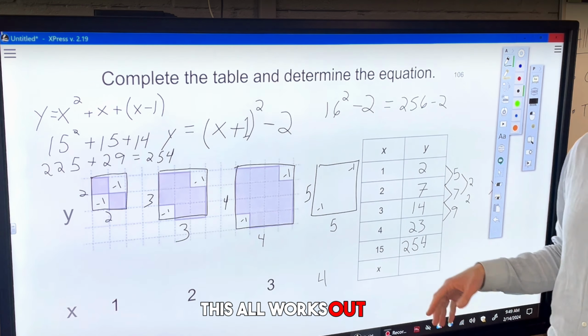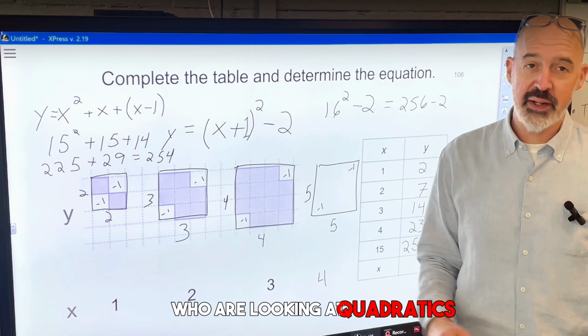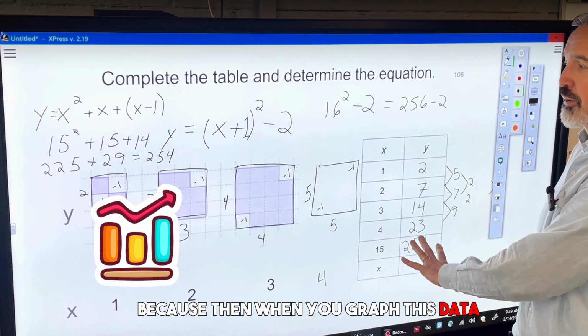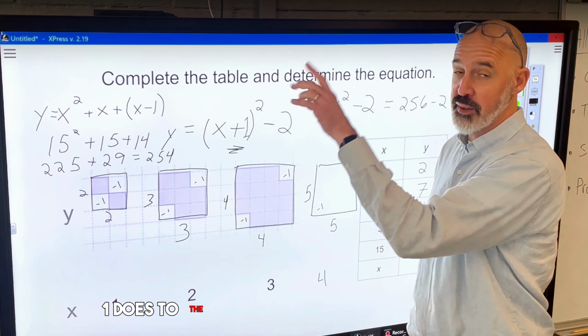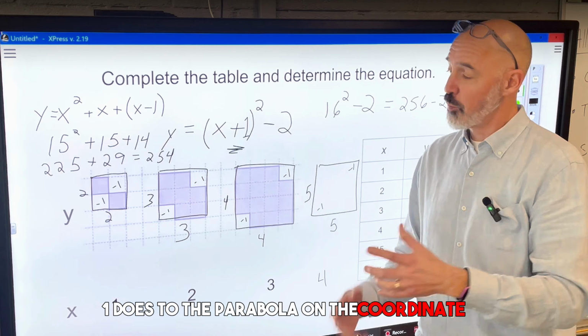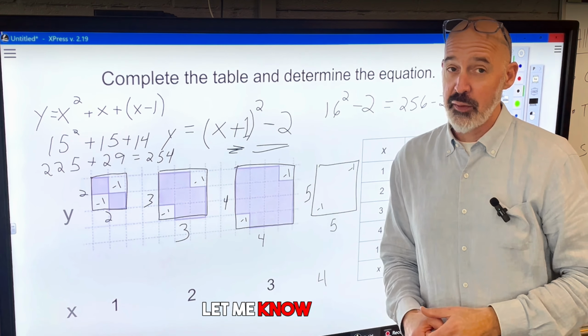This all works out. Again, this is a great visual pattern to work with students who are looking at quadratics, because then when you graph this data, it's really helpful, because then they can learn about what plus 1 does to the parabola on the coordinate plane, and also what minus 2 does. So try that out. Let me know how it goes.